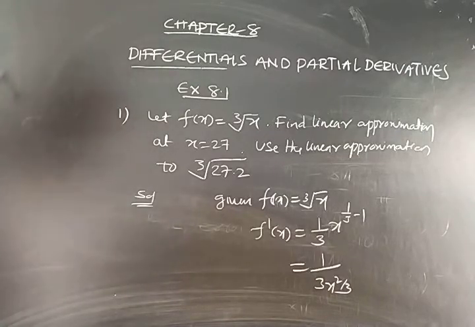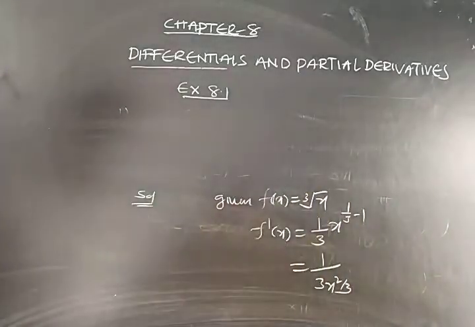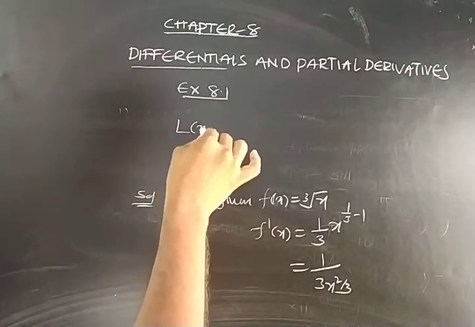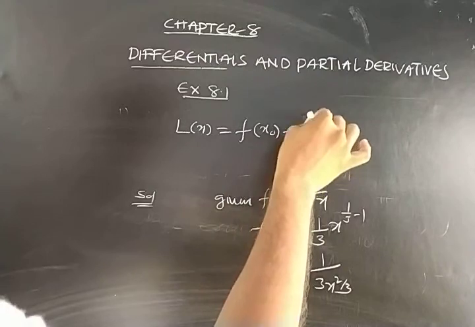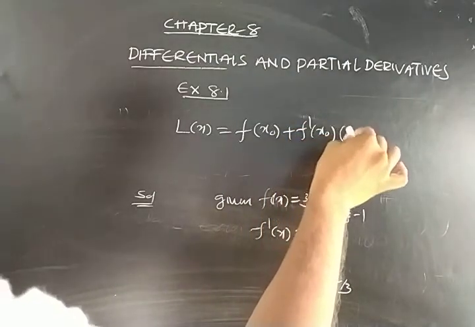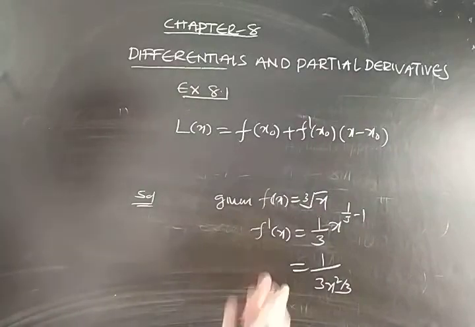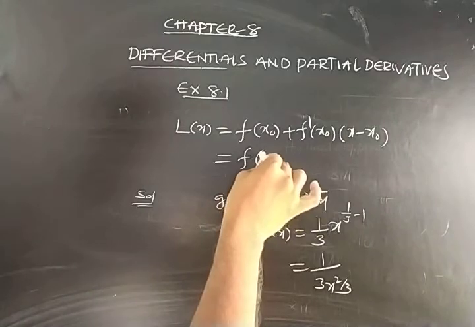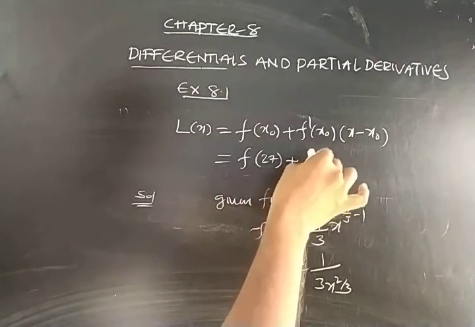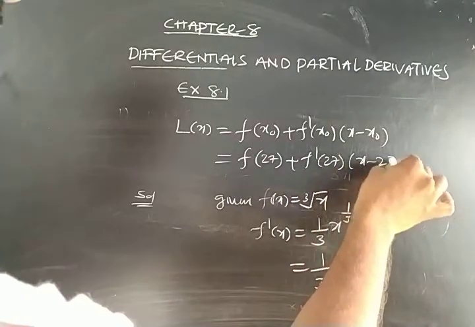Now I am going to write the linear approximation formula. What is linear approximation? L of x is equal to f of x naught plus f dash of x naught into x minus x naught. Here x naught is 27, already given in the question. So I am substituting 27 in place of x naught: f of 27 plus f dash of 27 into x minus 27.